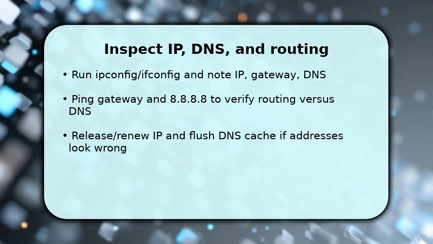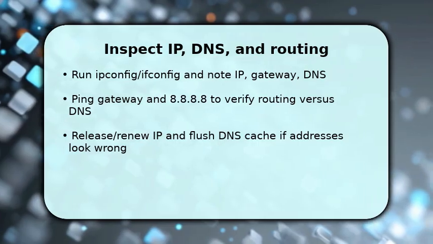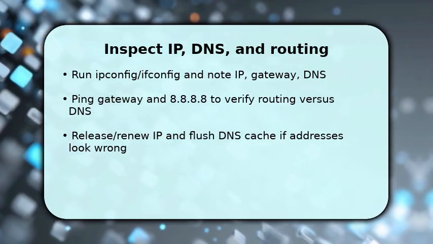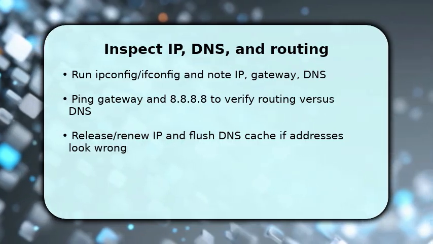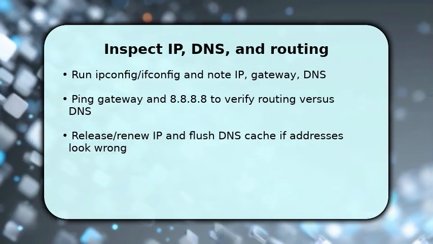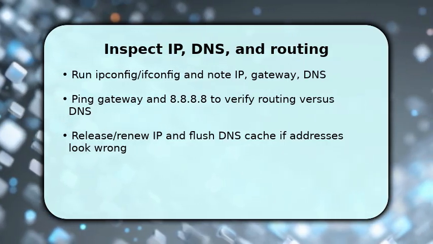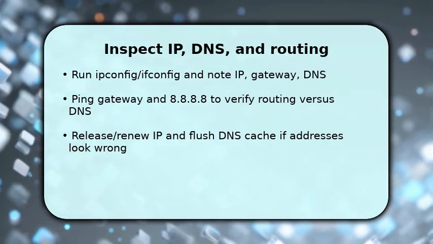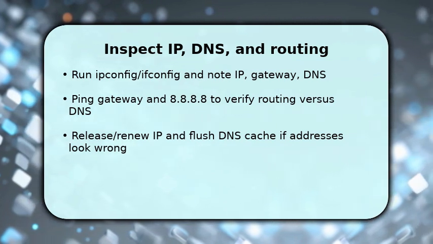Run ipconfig on Windows or ifconfig/ip a on Linux/Mac and confirm your IP, gateway, and DNS entries. Then ping the gateway to verify local routing and ping 8.8.8.8 to test external reachability independent of DNS. If you can ping numeric IPs but not host names, flush the DNS cache and set alternate DNS like 8.8.8.8.